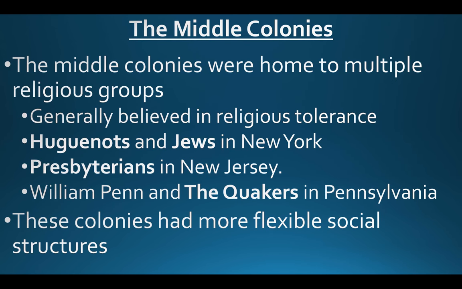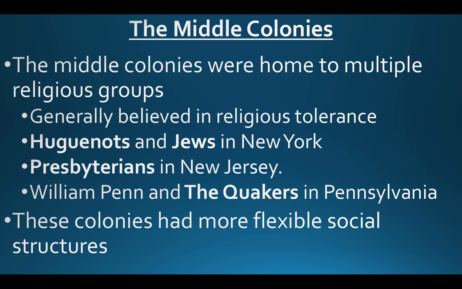The middle colonies were a bit different in comparison to the northern colonies, and there's the home to multiple different religious groups. You're going to have typically a lot more religious tolerance in this area, and you're going to have Huguenots, they're called, settling in New York, as well as a decently large Jewish population in New York, which is going to still thrive into today. You're going to have a group known as the Presbyterians, which is just another Protestant group that are going to settle in New Jersey.